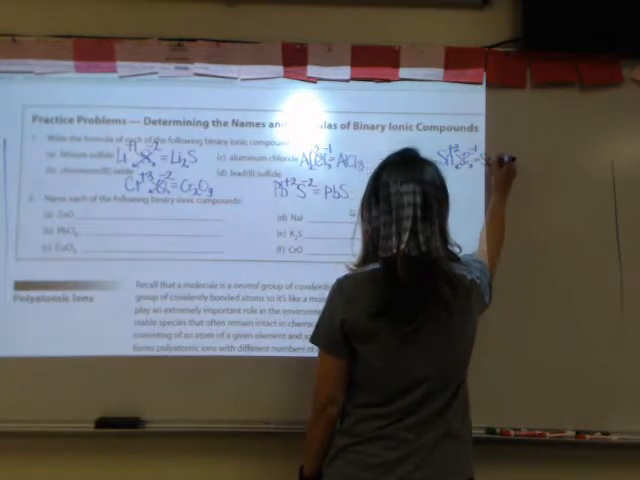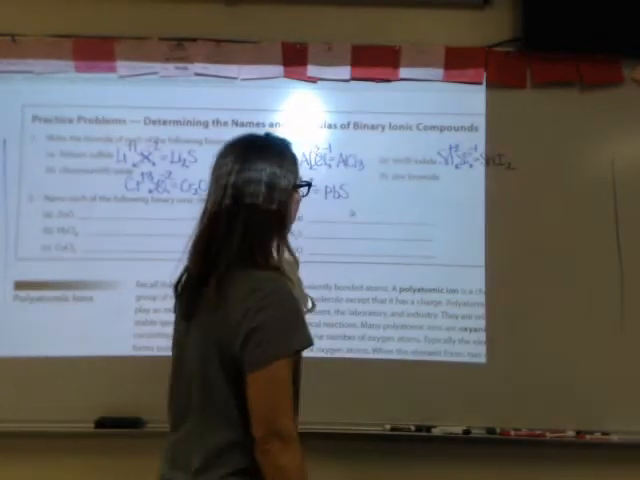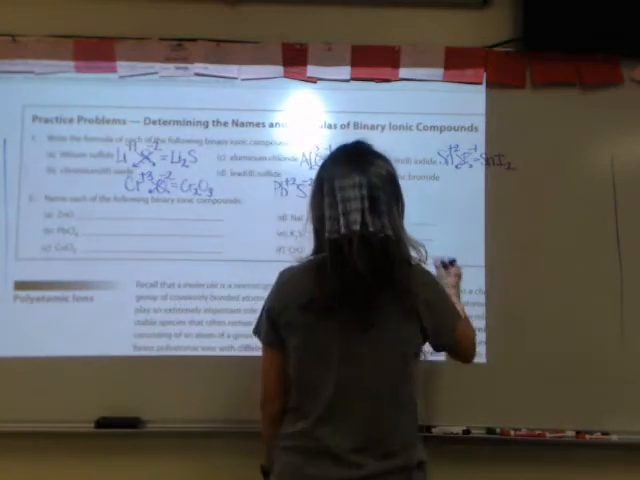For E, tin 2 iodide is Sn+2, I-1. Cross the numbers in the charges to give you SnI2. Remember, we do not write the number 1 as a subscript.